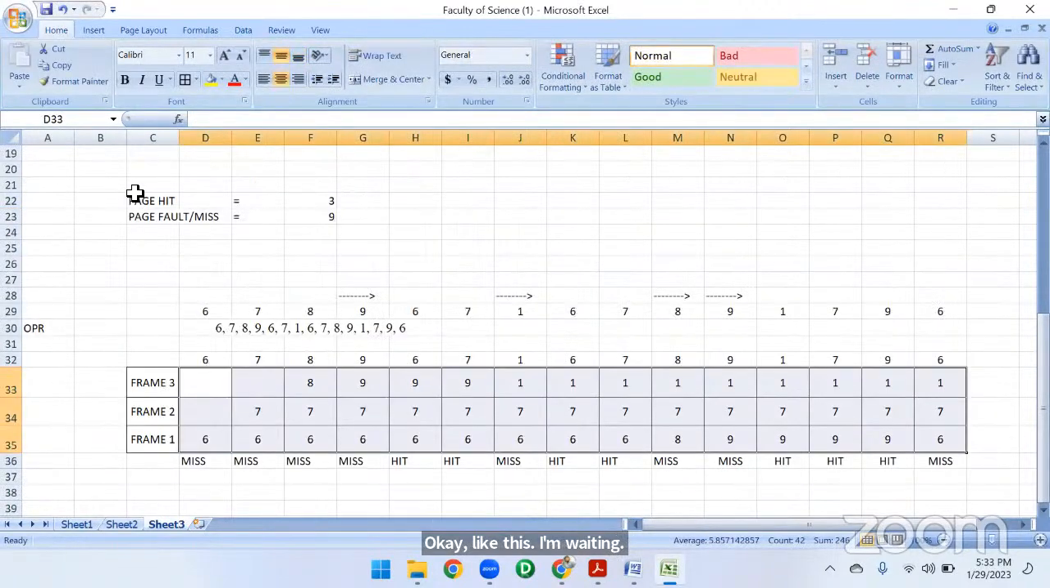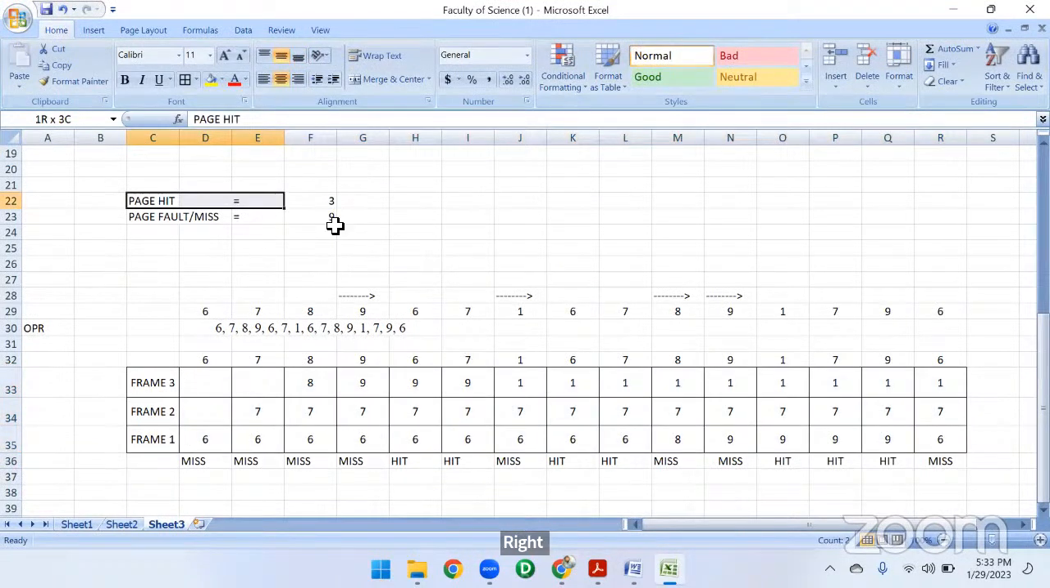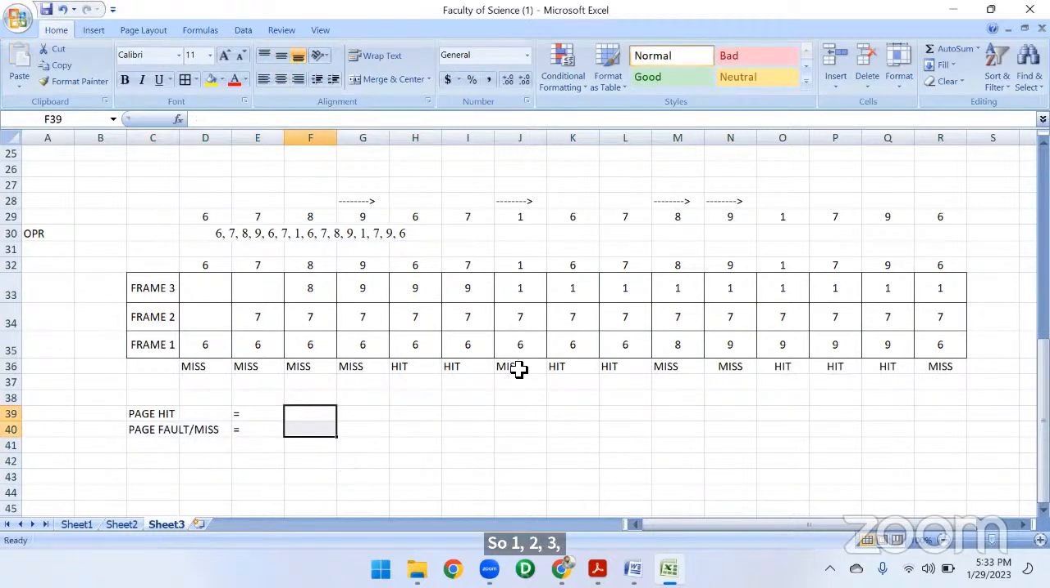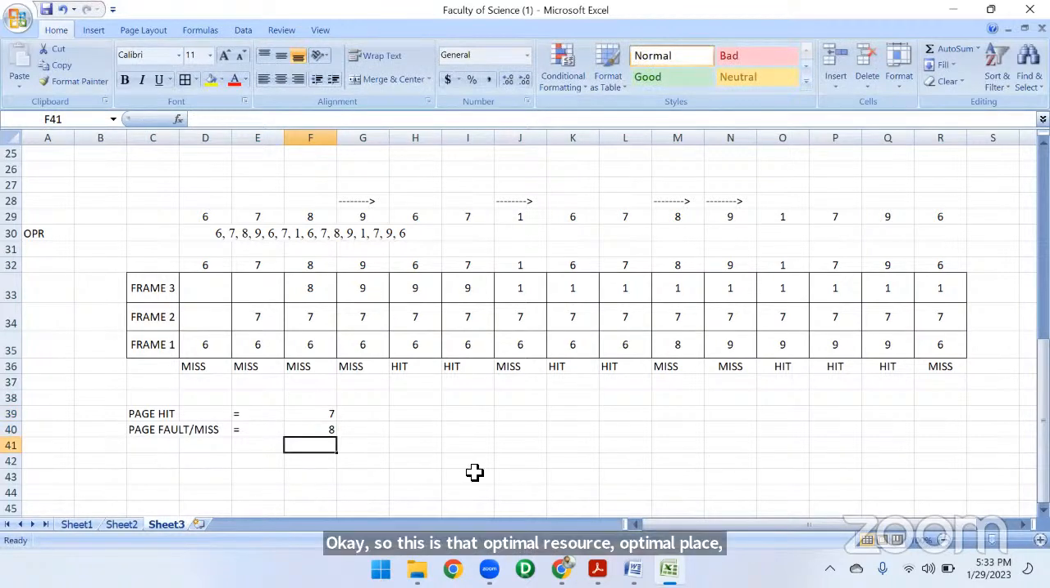How many hits and how many misses are there in this? 1, 2, 3, 4 hits, 5 hits, 7 hits. So 8 misses and 7 hits. This is optimal page replacement. This technique is followed. Understood, right?